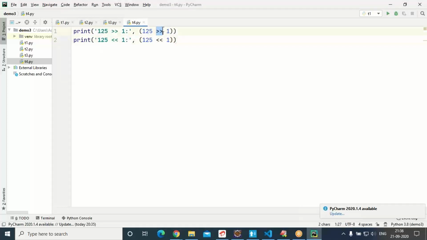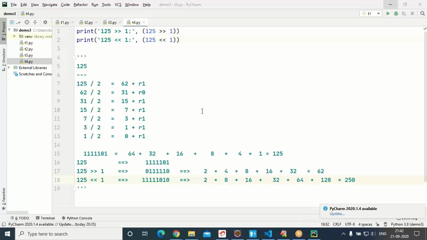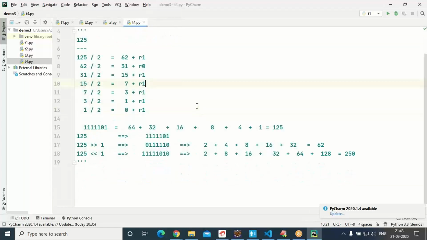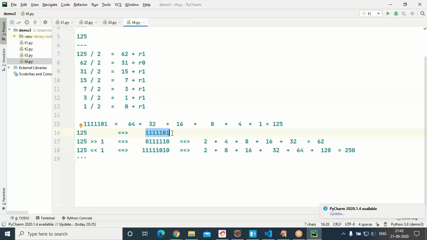This is the right shift operator. This is the left shift operator. What is the effect of bitwise right shift and left shift? So please observe. For 125, this is the binary representation. Right shift by 1 means every digit moves from its current location to the right location.